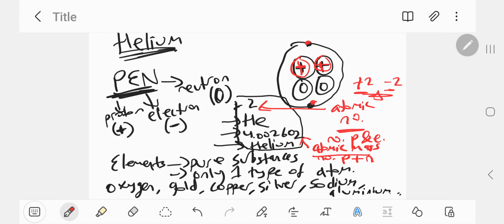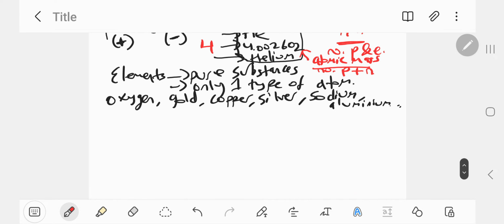In this case, 4.002602, you either round up or round down. The closest whole number to this number is 4. So 4, and it makes sense, it's correct, because there's 2 protons and 2 neutrons. Okay, 2 plus 2 is 4, that's the atomic mass. So that's helium there. Let's look at another one.